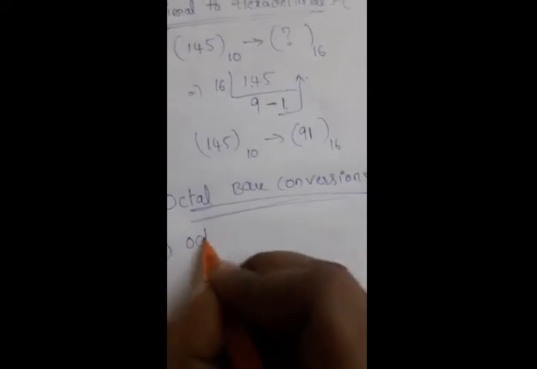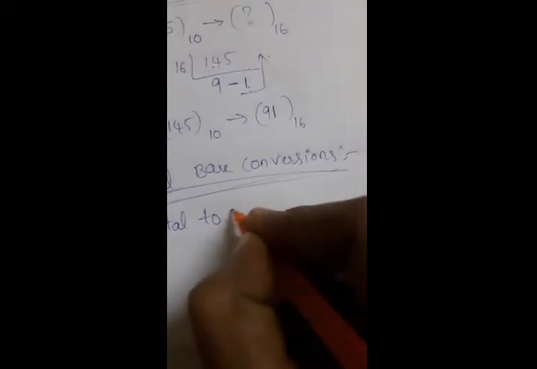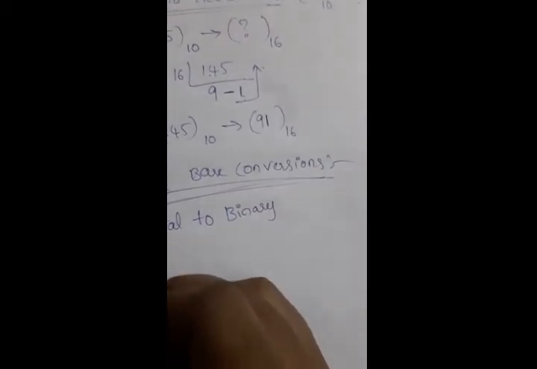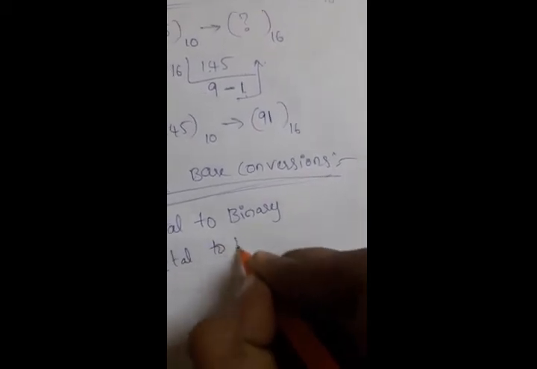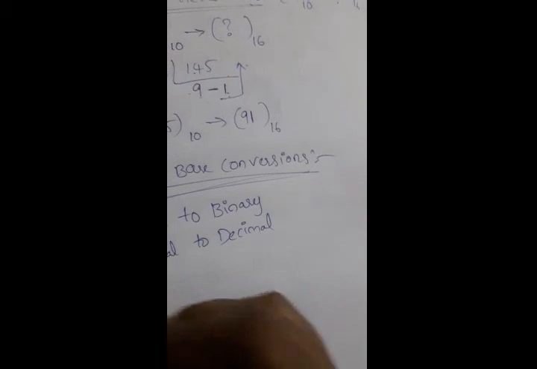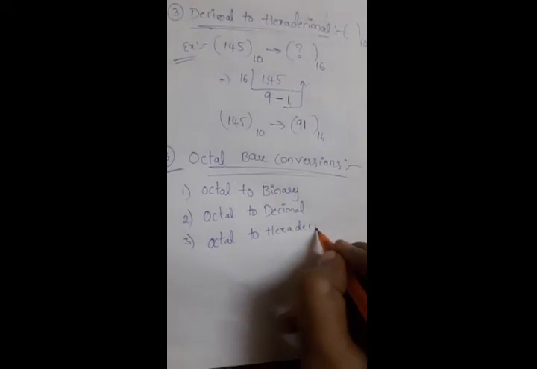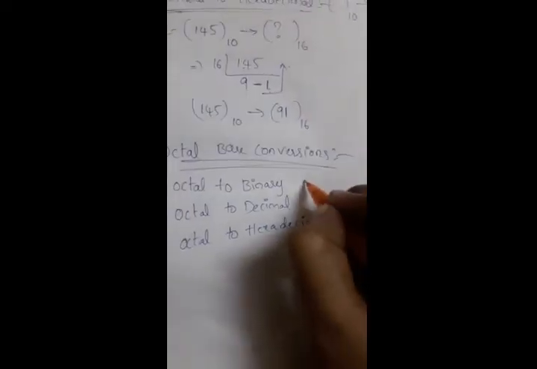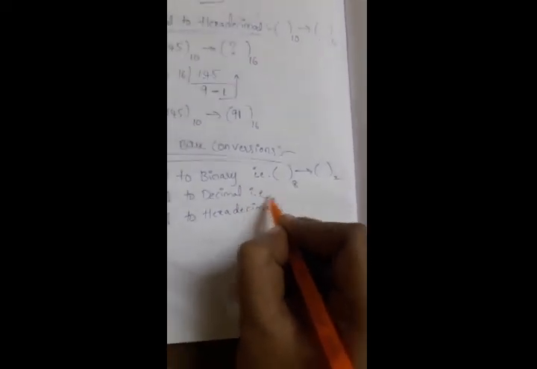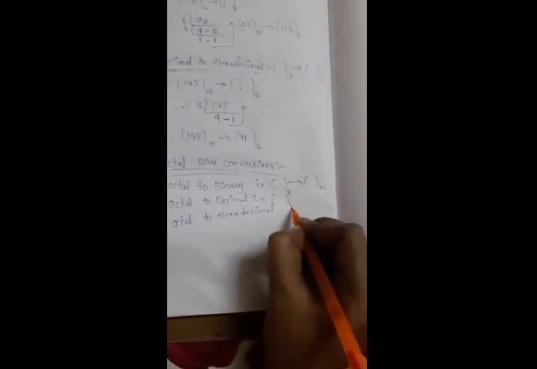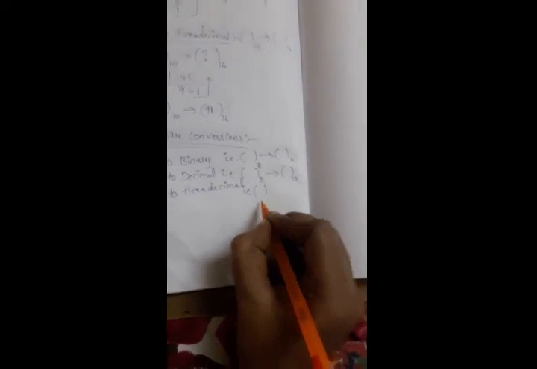Okay, so the same procedure will be repeated here also. The first conversion is octal to binary, the second one is octal to decimal, and the third one is octal to hexadecimal. Okay, so octal to binary is nothing but, what is the base of octal? Already you know that the base is 8. So we need to convert base 8 to base 2. And like that, octal to decimal is nothing but we need to convert octal base 8 to base 10. And octal to hexadecimal is nothing but base 8 to base 16. Okay.